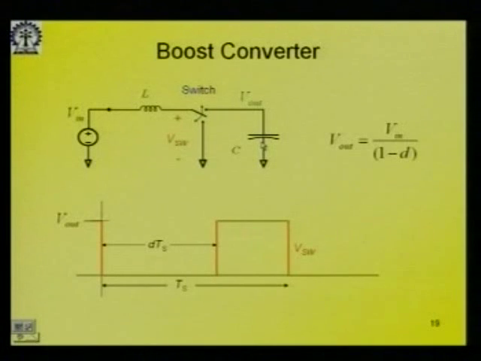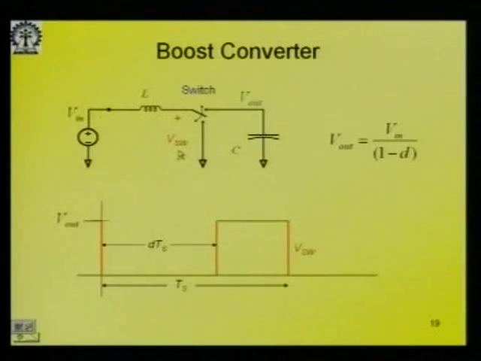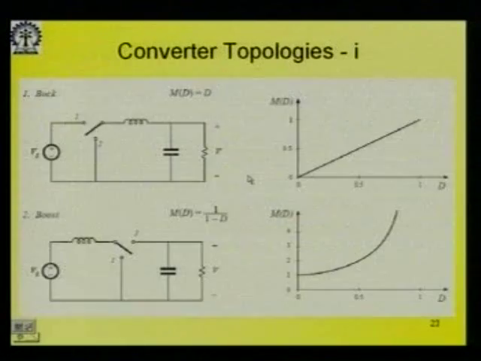Yeah, next question. This is not the output voltage, this is the switch node voltage. So the output voltage, if you draw it, will be a constant voltage that depends on the duty cycle, almost constant.